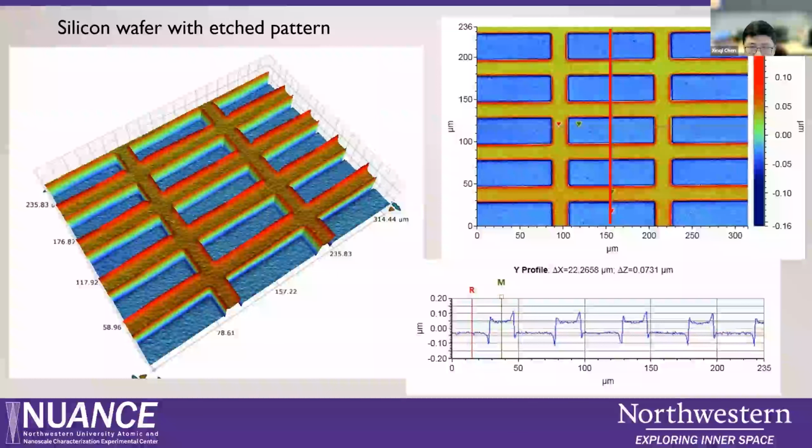So this, you can see R and M. So this gives you this information. The delta X is the 2 bar, the distance. The delta Z is the step height. So for this one, we get the step height is 0.07 micron, that is 73 nanometer. So that is how deep the trench was etched.